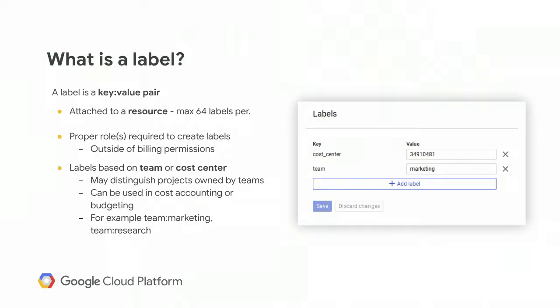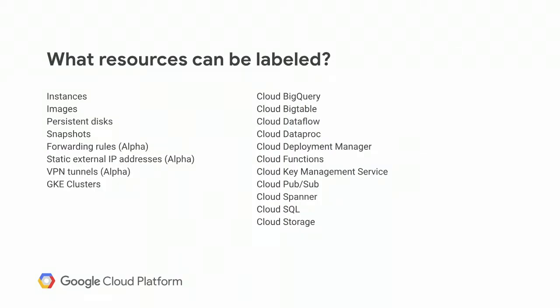Really billing specific related here. I have a couple example use cases in a minute, but labels based on a team or cost center are a super common way to report on billing, right? That's one of the default ways that Google might look at them being used. Here you go, a laundry list of things that can be labeled, probably not complete, but think of anything that bills, that generates costs, has a SKU associated with it, can be labeled.